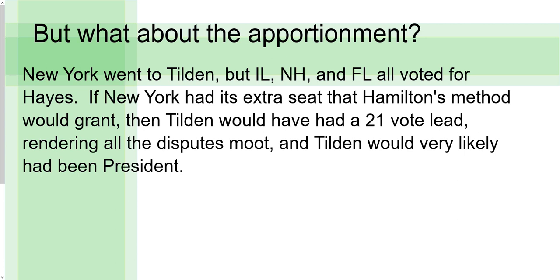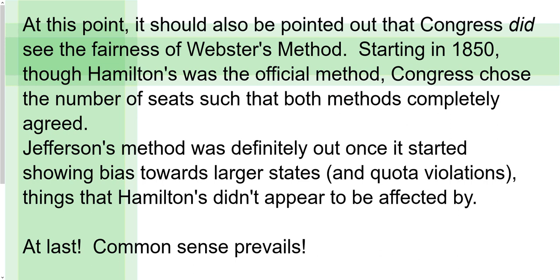So now let's look at what this means about getting back to actual apportionment and how we go forward from here. The next thing that we have to look at now is 1880. At this point, as I said before, Congress did see the fairness of Webster's method. Jefferson's method was out. Hamilton's method still works. At last, common sense prevails. Finally.